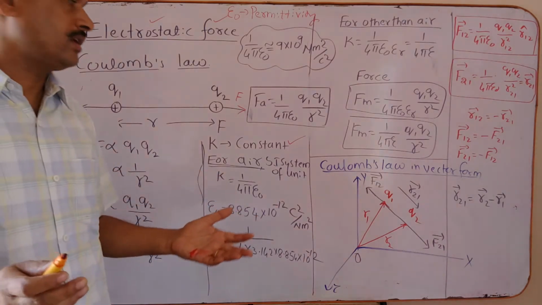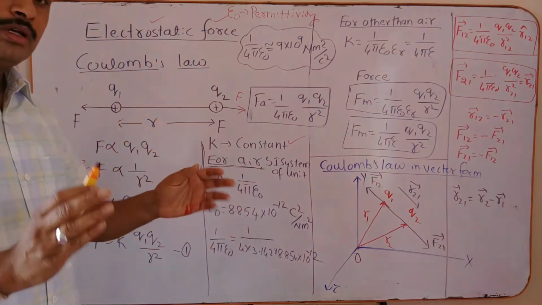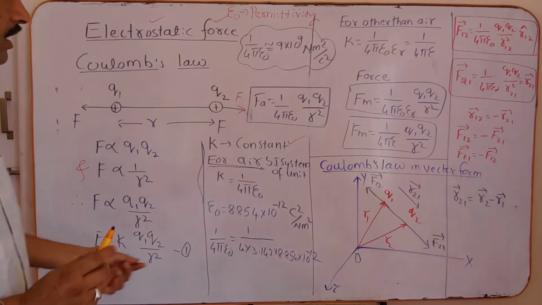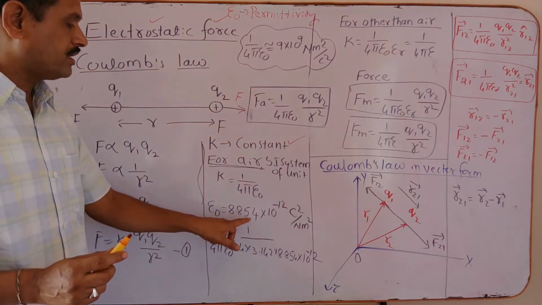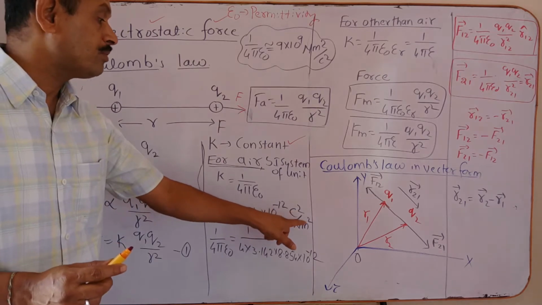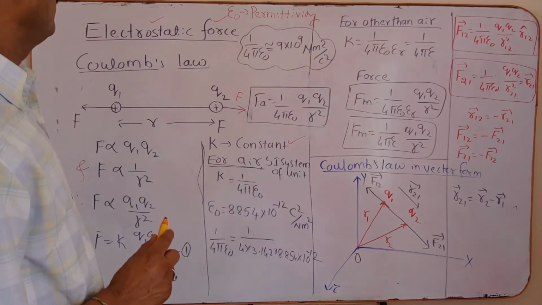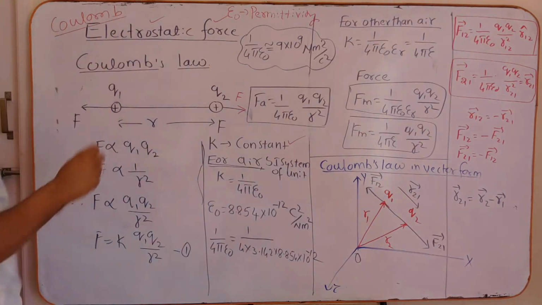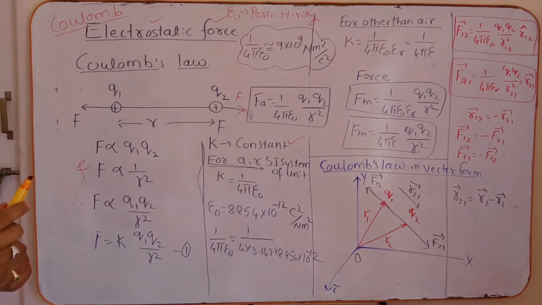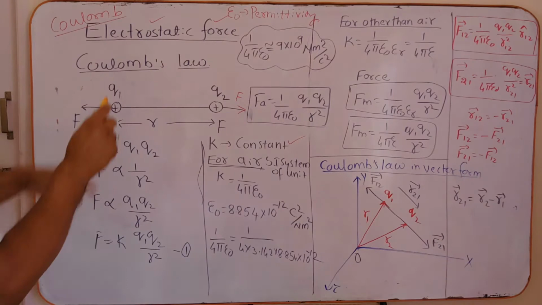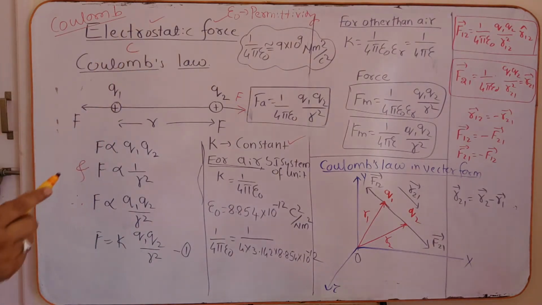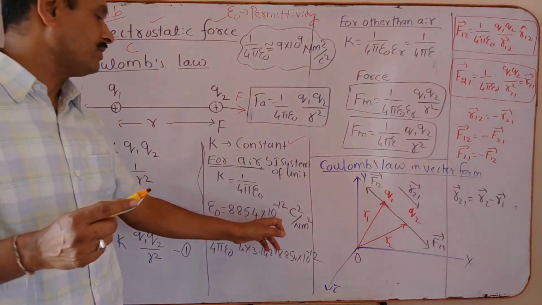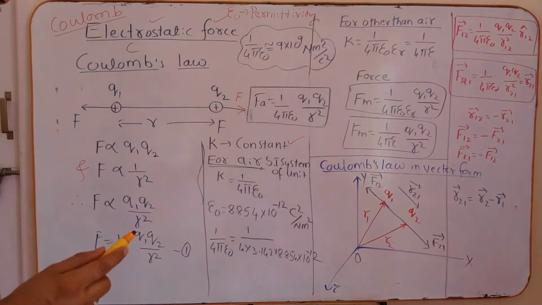What is permittivity? Permittivity is the property of the medium which gives the response to the electric field lines. That is called permittivity. Its value is 8.854 into 10 to the power of minus 12 Coulomb square per Newton meter square. What is Coulomb? Coulomb is the SI unit of the charge. It is represented by the capital letter C symbol. Okay, this is the permittivity of the free space.